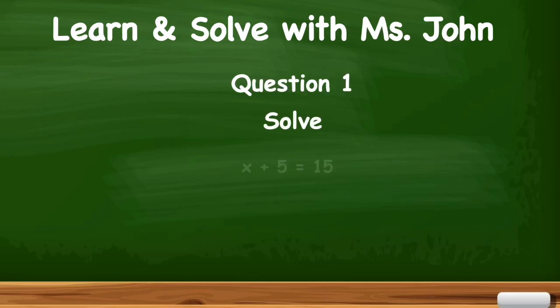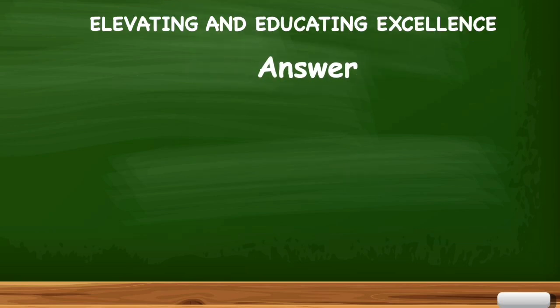Question number 1: solve x + 5 = 15. Answer. The first thing we're going to do is write the question. Then we have to think about how we're going to solve it. Typically in elementary school they teach you what plus 5 equals 15. We're going to learn the right way so that when you get to high school you're not struggling.